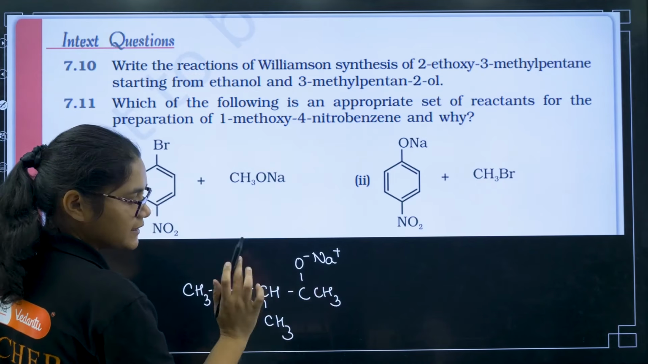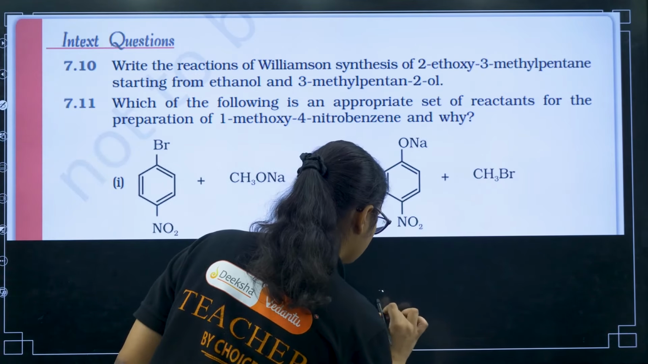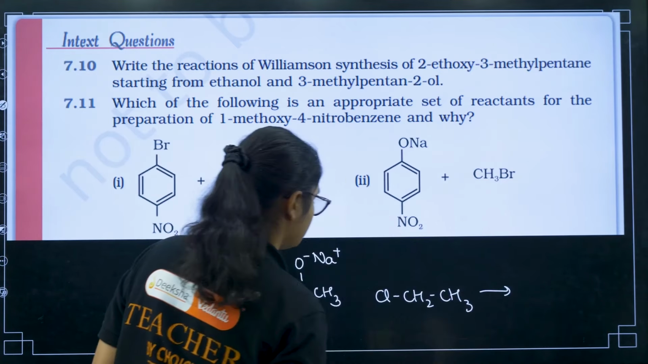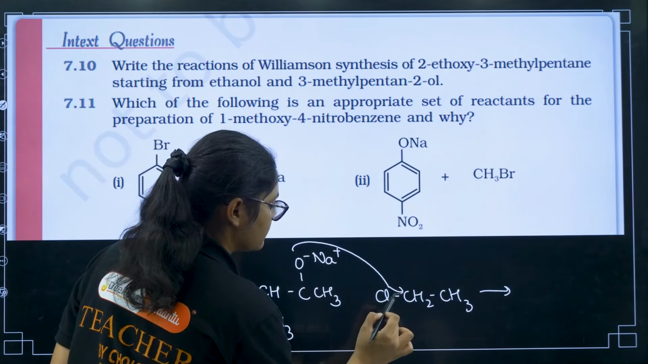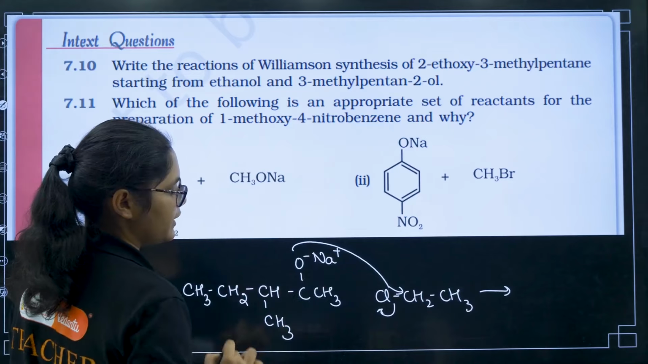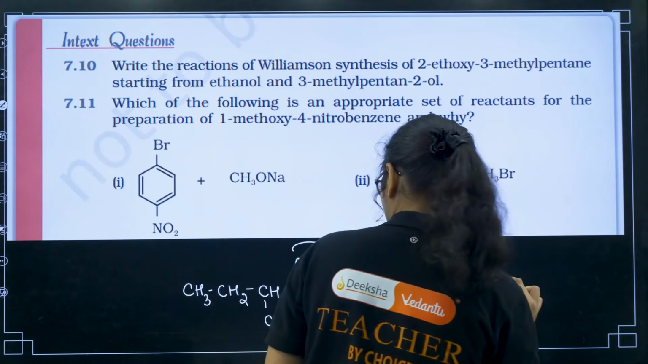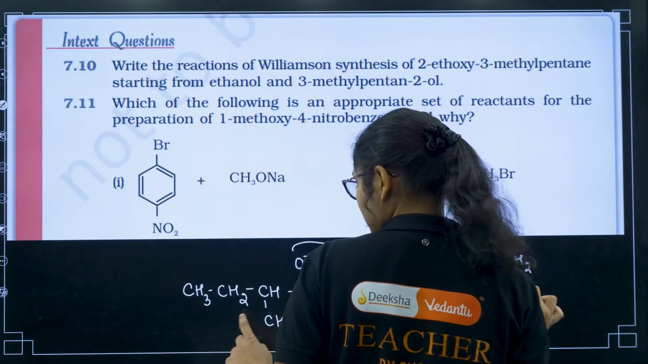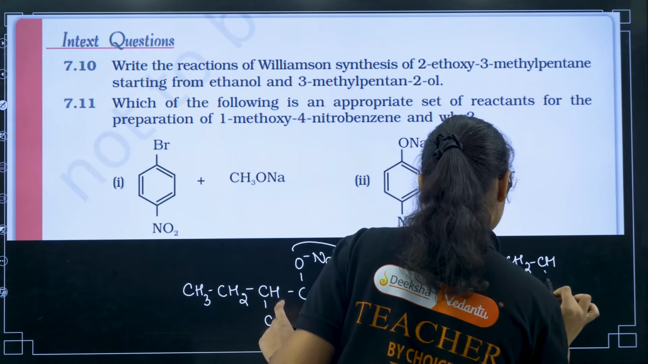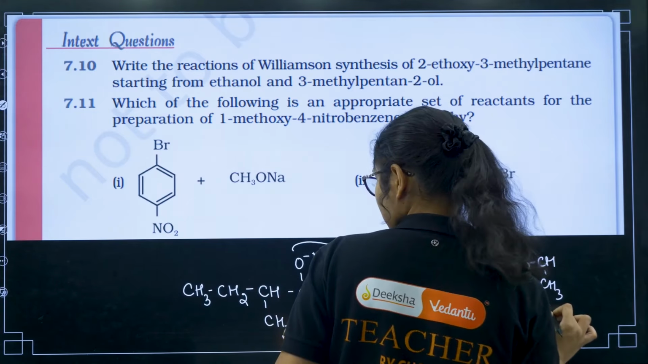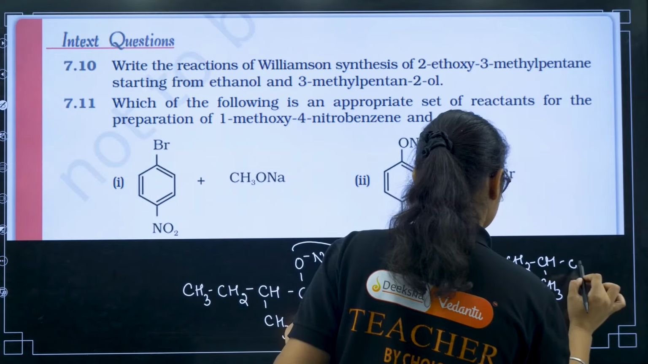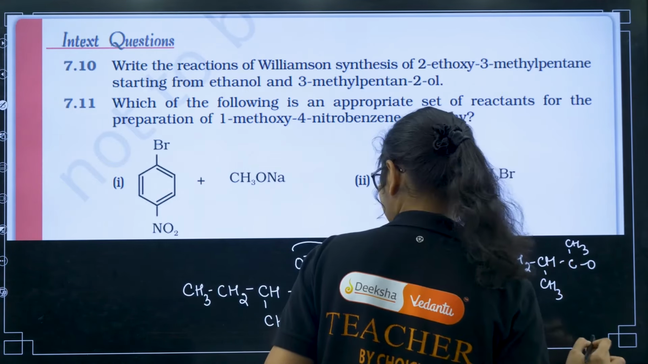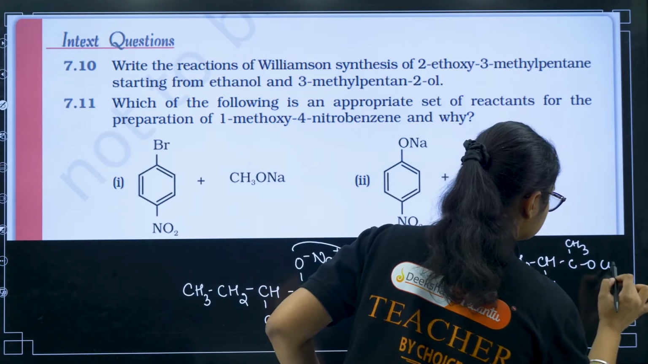And the sodium ethoxide is there. Now if I am reacting this one with CH2 CH3, what will happen is this one will attack on this carbon, this bond will go and this part will attach here, and we will get the product like this, CH3 CH2 CH CH3, then C, I have CH3 and I have O and CH2 CH3.